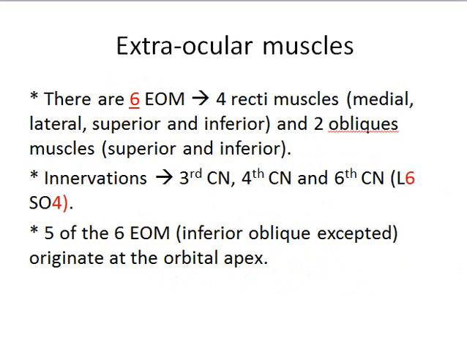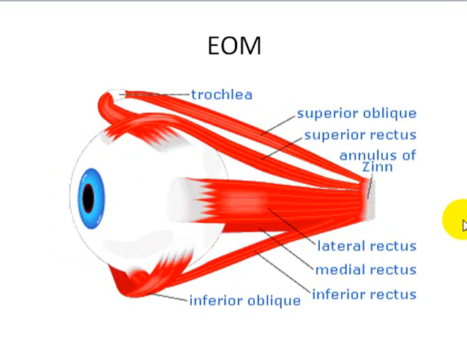The innervation of these muscles: the third cranial nerve is responsible for the innervation of the inferior rectus, medial rectus, and superior rectus with the inferior oblique muscle. The fourth cranial nerve is responsible for the superior oblique muscle, and the sixth cranial nerve is responsible for the lateral rectus muscle. 5 muscles, except the inferior oblique, originate at the orbital apex from the annulus of Zinn.